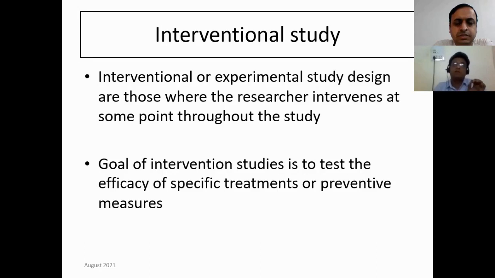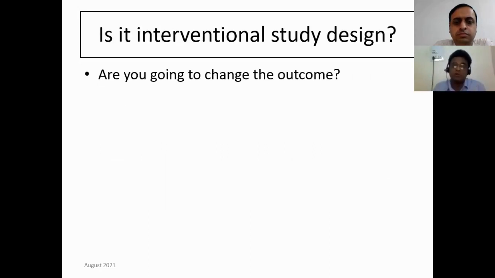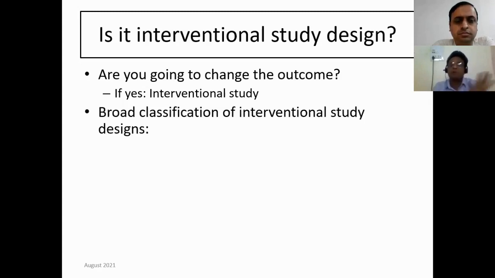So the main thing that differentiates an interventional study from an observational study is that the researcher is going to perform some kind of an intervention so that the outcome or the end point of the study is going to change. So the first question that comes to our mind whenever we encounter any kind of a study design is, are you going to change the outcome of the study? Yes, if you're going to change the outcome of the study, then this is called an interventional study. And if you're not going to change the outcome of the study, this is a simple observational study.